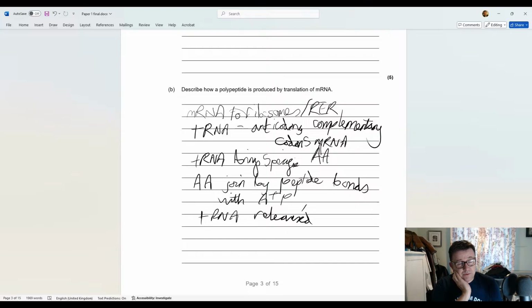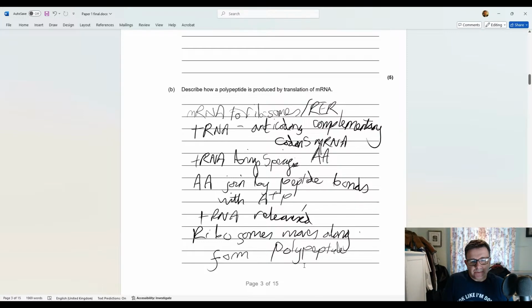Sorry, not the mRNA moves, the ribosome moves. So the ribosome moves along and it reads the mRNA and it forms a polypeptide. Simple as. There you go. Forms polypeptide. Hopefully you can read my terrible writing.